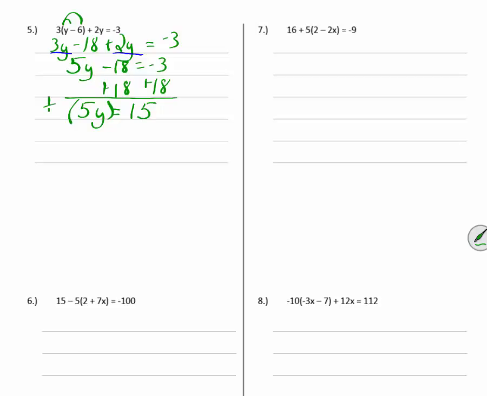Multiply by the reciprocal. You guys are seeing me show it both ways, the multiply by the reciprocal and the divide. It honestly really doesn't matter, as long as you're showing me your work, you're going to get full credit for that. So those cancel, and we're getting y equals 3.